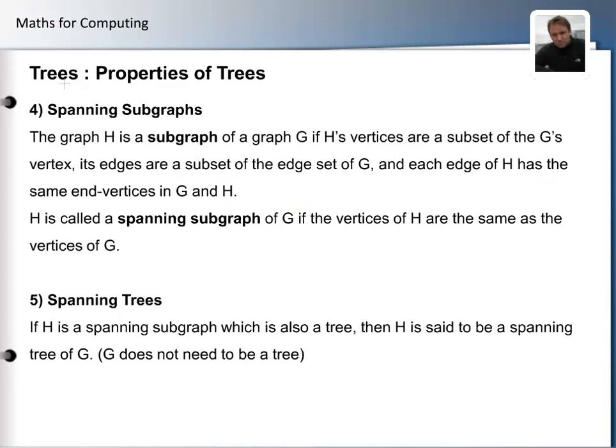So first off, a subgraph. First off, let's just look at what a subgraph is in its own right. If H is a subgraph of a graph G, then the vertices of H are a subset of the vertices of G, and its edge set is a subset of the edge set of G, and each edge of H has the same end vertices in G.